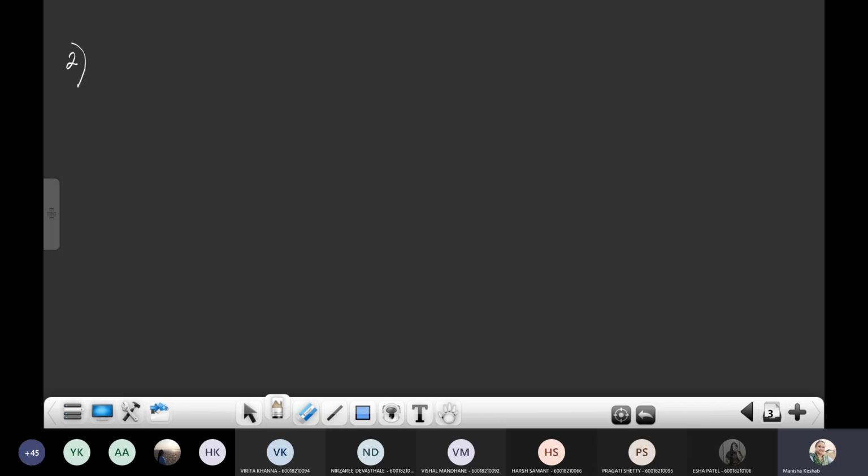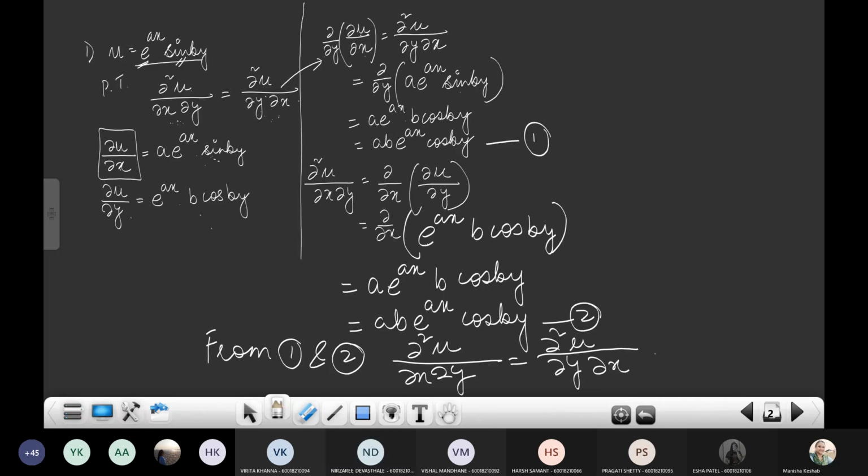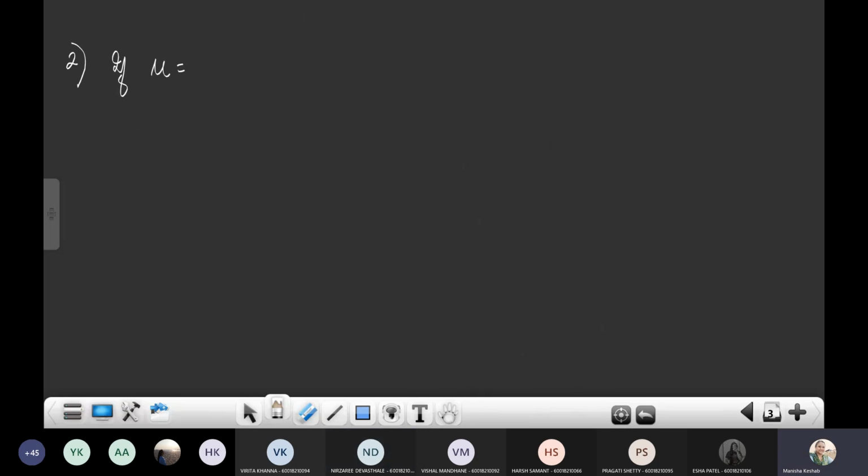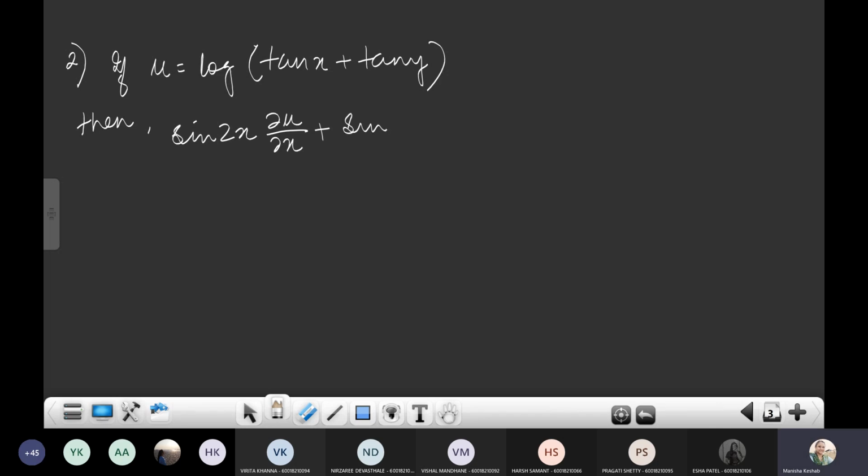So next, let us try the next question. Okay, so if u is equal to log of tan x plus tan y, then prove that sine 2x del u del x plus sine 2y del u del y is equal to 2. So this is what we want to show.